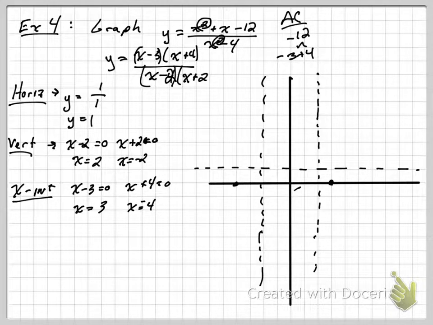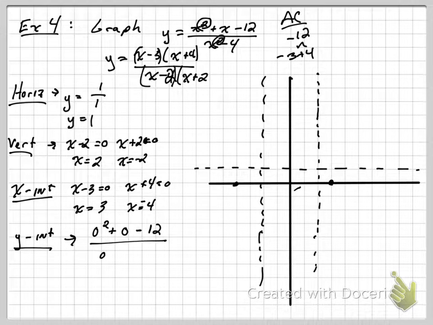Okay. Let's find our y-intercept. And where that is, where x equals 0. So plug in 0 for everything. It doesn't matter where you plug it in at. But you get 0 squared plus 0 minus 12 over 0 squared minus 4. That ends up giving me negative 12 over negative 4, or a y-intercept of 3. So go up to 3, 1, 2, 3, put a dot.